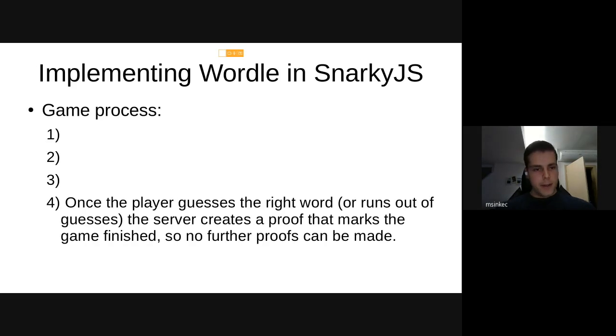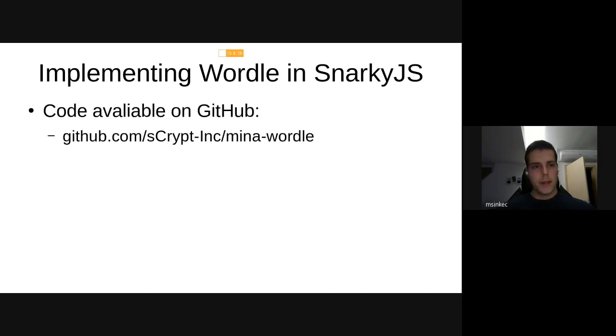So again, once the player guesses the word, the server creates the proof and marks the game finished. So the player can't update the proof anymore. And then in the end, of course, you do a rollup like a normal Mina smart contract and publish it on chain. That's basically it.